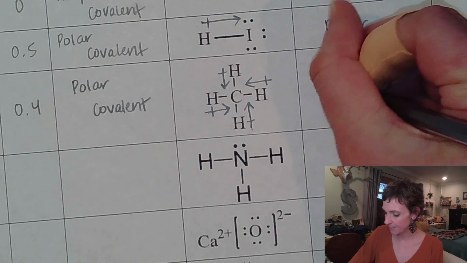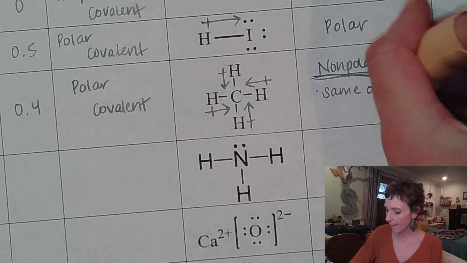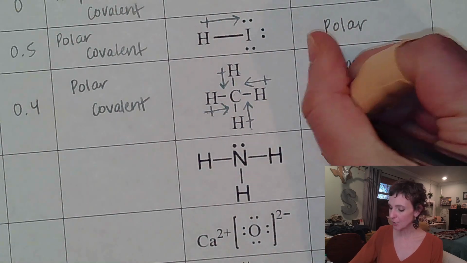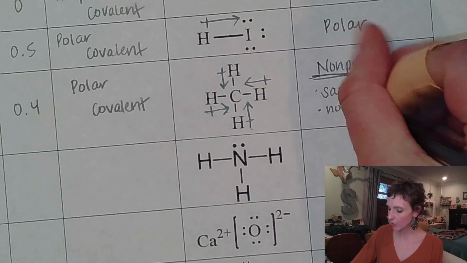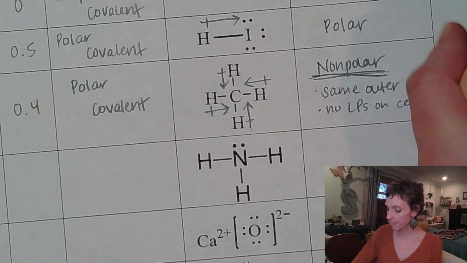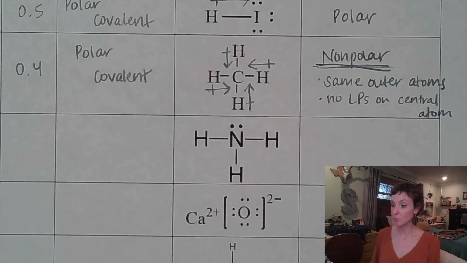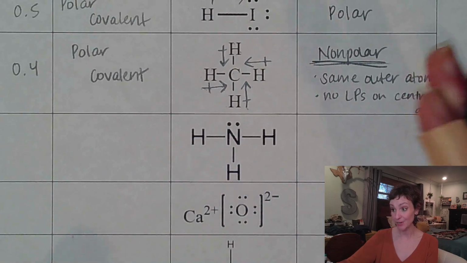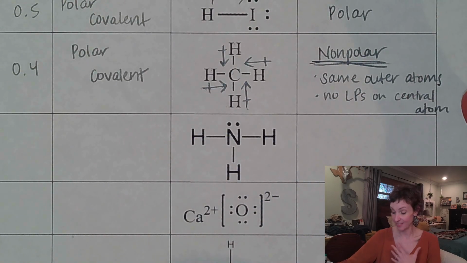So I have the same outer atoms, and I also have no lone pairs on the central atom. You will not need to justify why you're classifying this molecule as nonpolar, but I do find, since we are using this page as a thing to study from, some notes, if you'll say, that it's helpful to kind of remind yourself, what did I look at to determine whether it was nonpolar?